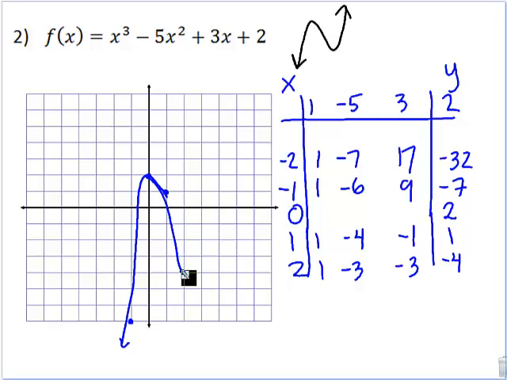No. So then what number should we try? 3. Yep, try 3. Now hopefully at 3 it'll show that we're going back up. So drop your 1. 3 times 1 is 3, add it to negative 5, that's negative 2. Negative 2 times 3 is negative 6, add it to 3, that's negative 3. Negative 3 times 3 is negative 9, add it to 7.